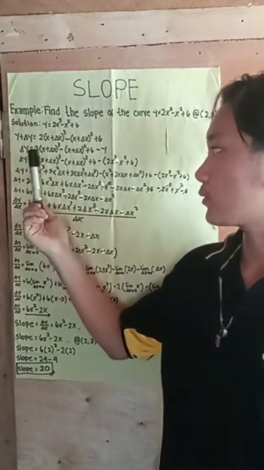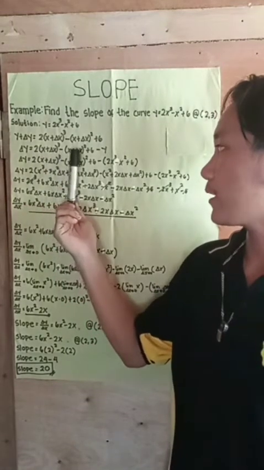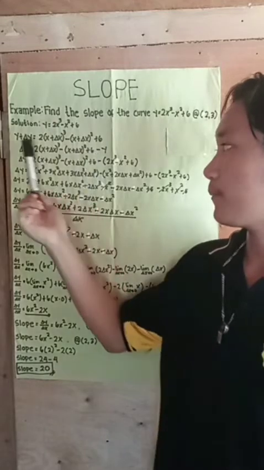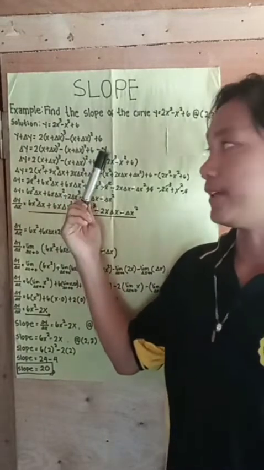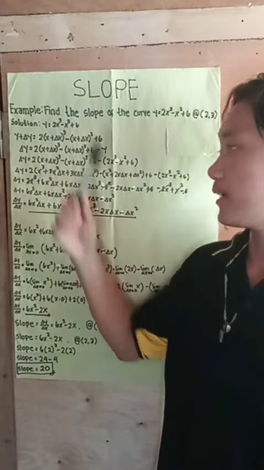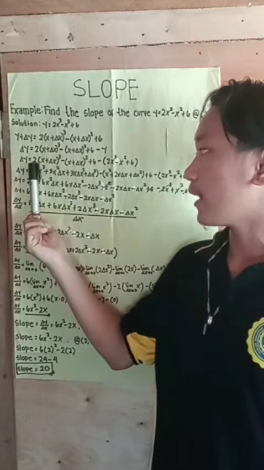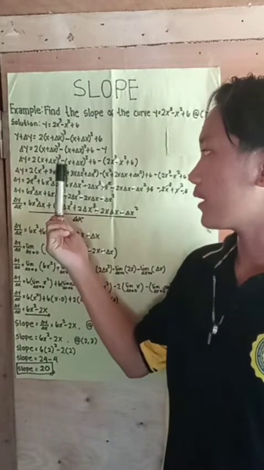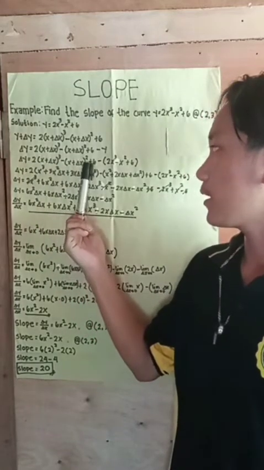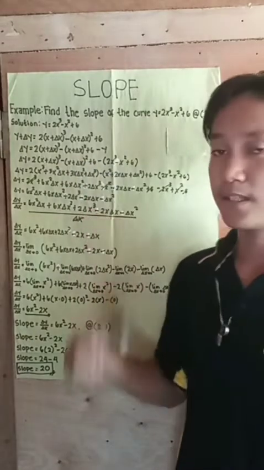So delta y equals 2 times x plus delta x cubed minus x plus delta x squared plus 6 minus y, because from positive y it becomes negative when transferred. And the value of our y is 2x cubed minus x squared plus 6. We substitute it. So, delta y equals 2 times x plus delta x cubed minus x plus delta x squared plus 6 minus, substitute, 2x cubed minus x squared plus 6.